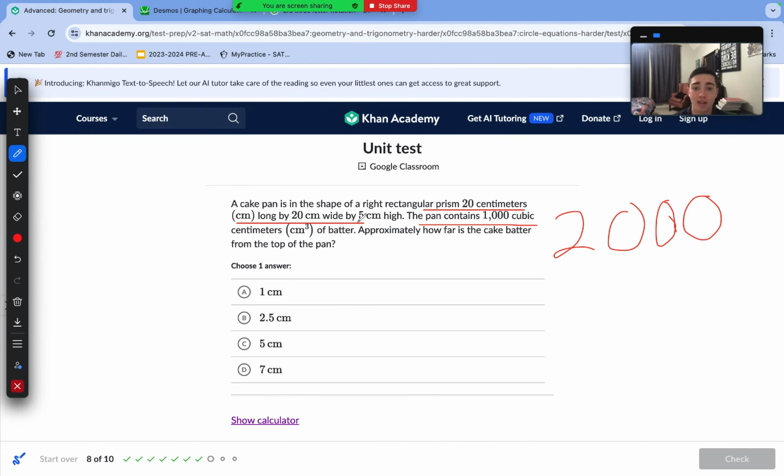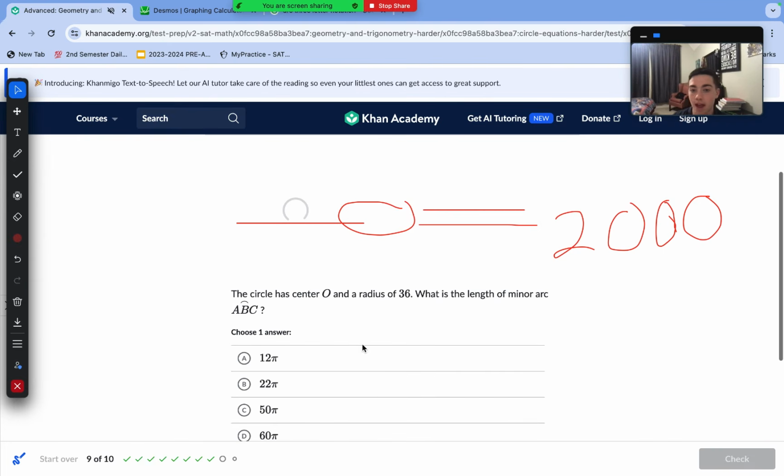You can't pour so that it only takes up half of the width or half of the length. It's going to fill up the bottom layer, and then the height is going to increase from there. So we just halve the height from 5 centimeters to 2.5 centimeters, and that is how far the cake batter is from the top of the pan.